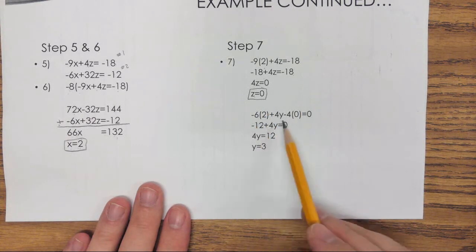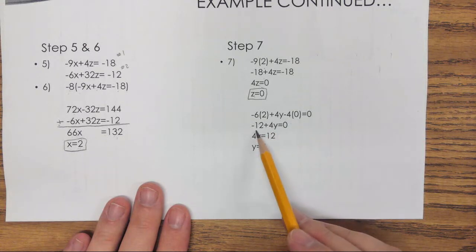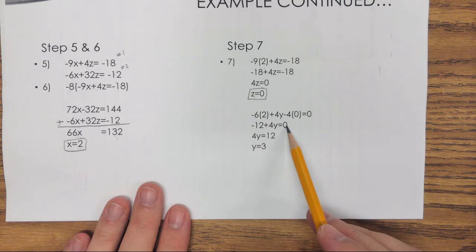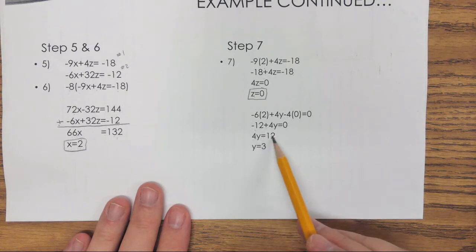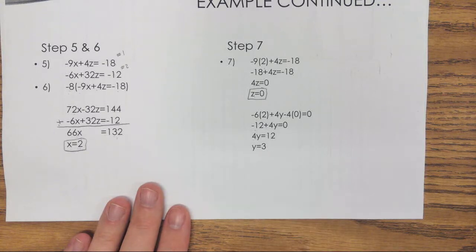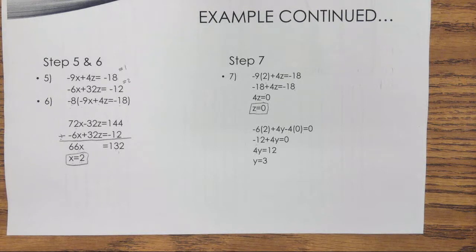I get negative 2 plus 4y. Negative 4 times 0 is 0, so that went away. Negative 12 plus 4y equals 0. Add 12 to both sides, I get 4y equals 12. Divide by 4, I get y equals 3. Okay? And that, guys, is how we solve 3-variable systems of equations.